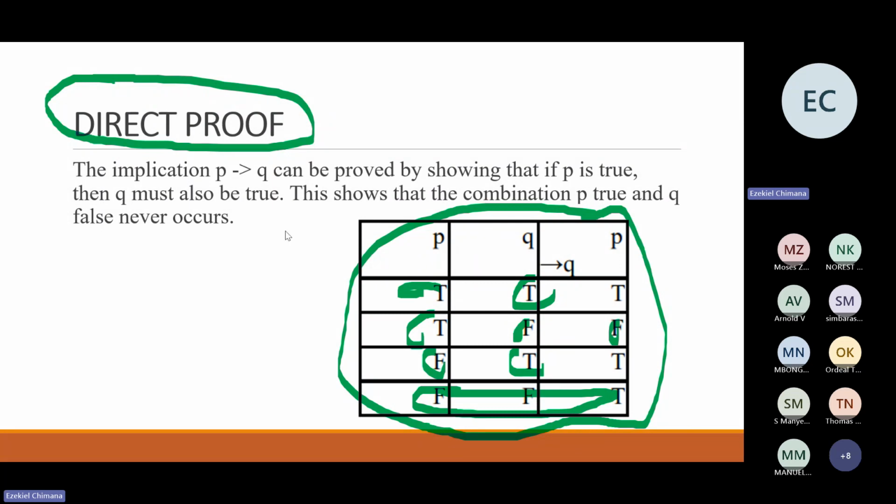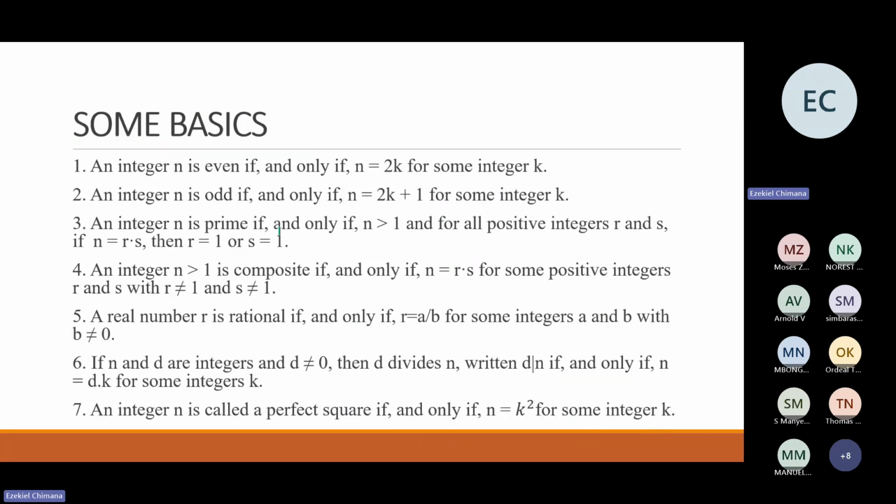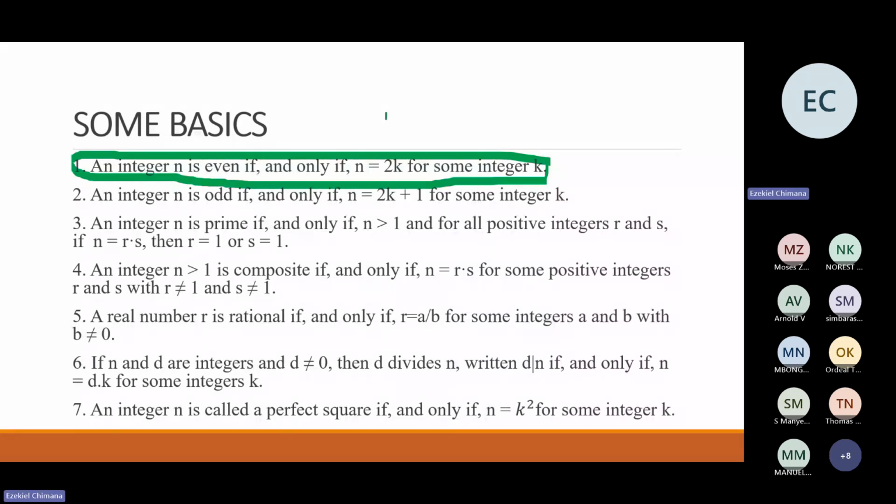So let's focus on the direct proofs. There are some basics that you need to understand. Whenever you are doing direct proofs, there are some basics that you need to be well versed with. An integer n is even if and only if n is equal to 2k for some integer k. This is the first basic that you have to know.